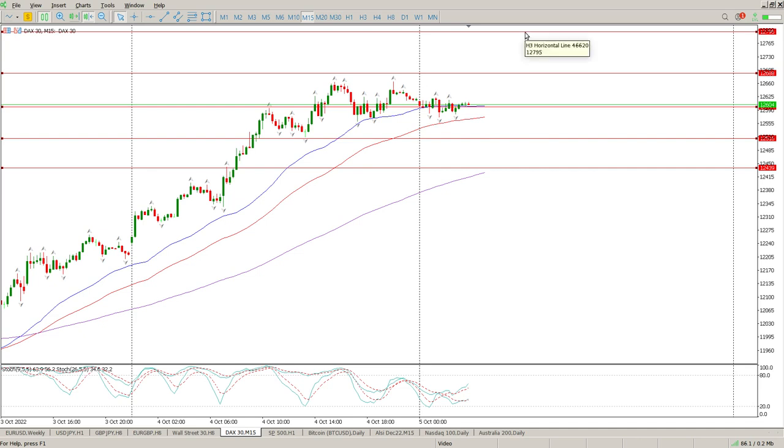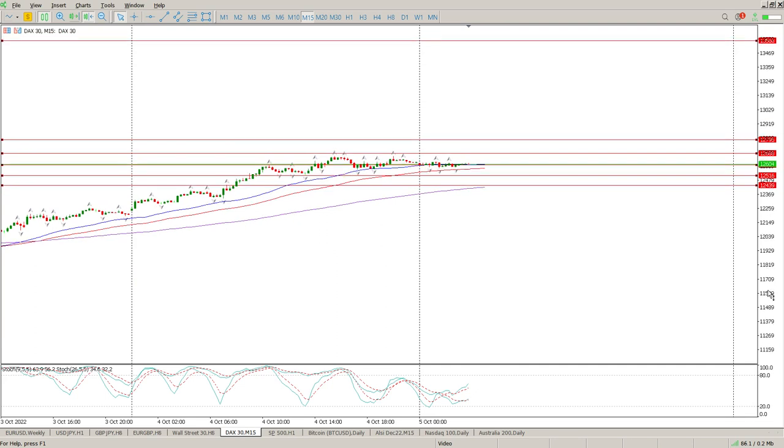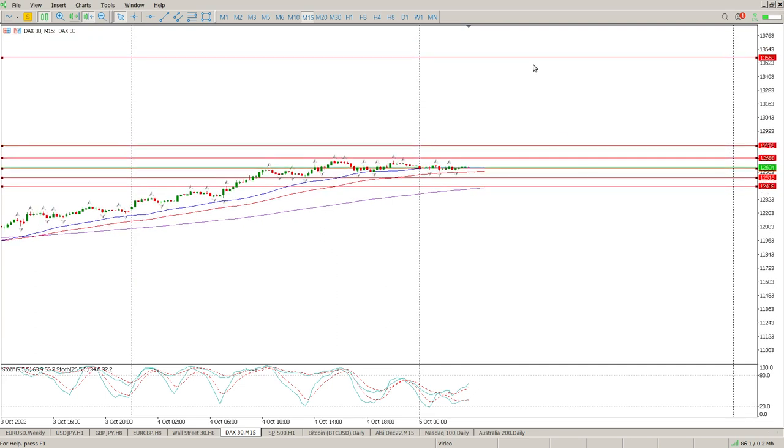12,795. Yeah, 12,795, and then you still got your measured move that is quite high up still. So that's kind of the view.